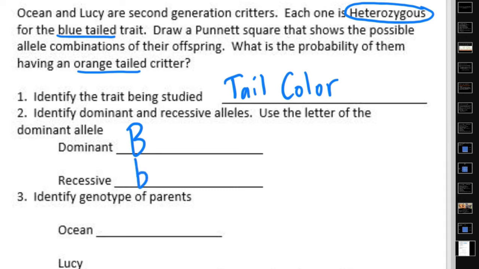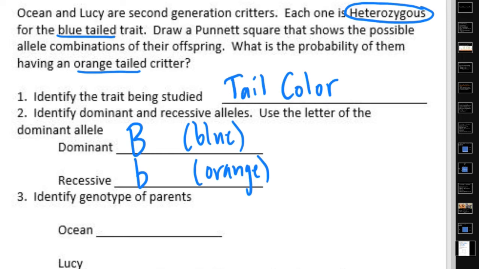So I can go ahead and write it that way. A little b is orange, which is recessive. Dominant is a capital B, or a big B, which is blue. So if I wanted to, I could just write myself a little note in here, blue and orange. That'll just help me remember it later on.